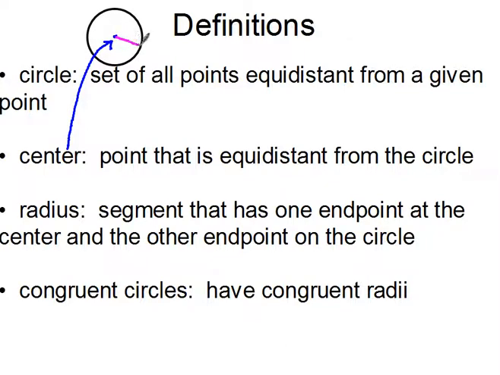A radius goes from the center to the circle, has one endpoint on the center, the other endpoint on the circle. There are infinitely many radii around a circle, and they all have the same measurement because they're all the same distance. That's what makes a circle so complete. I also put a little note down here. Congruent circles have congruent radii. If you have several circles and they're all the same size, they all have the same radii.